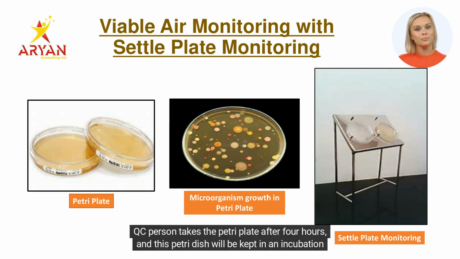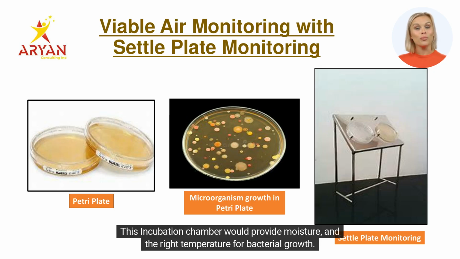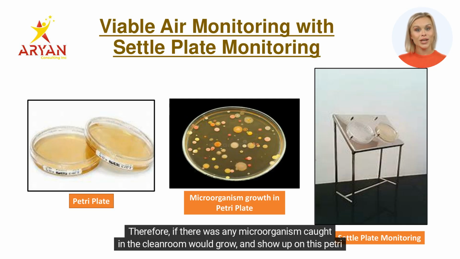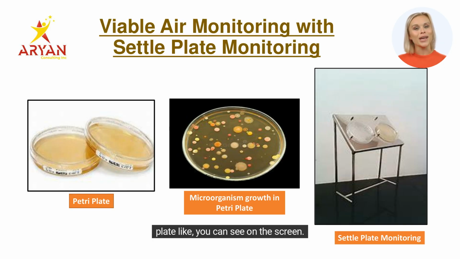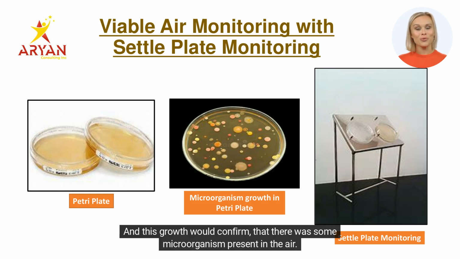The QC person takes the Petri plate after 4 hours, and this Petri dish will be kept in an incubation chamber for the next few days. This incubation chamber provides moisture and the right temperature for bacterial growth. Therefore, if any microorganism was caught in the cleanroom, it would grow and show up on this Petri plate like you can see on the screen. And this growth would confirm that there was some microorganism present in the air.